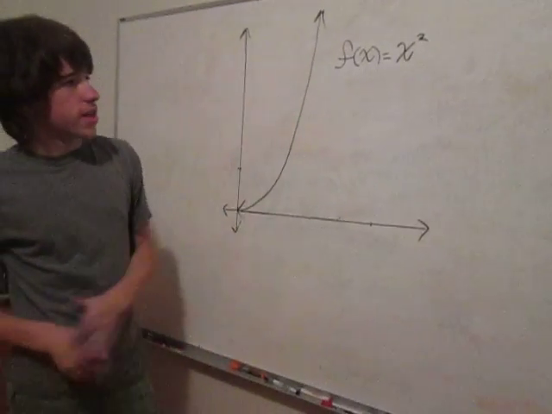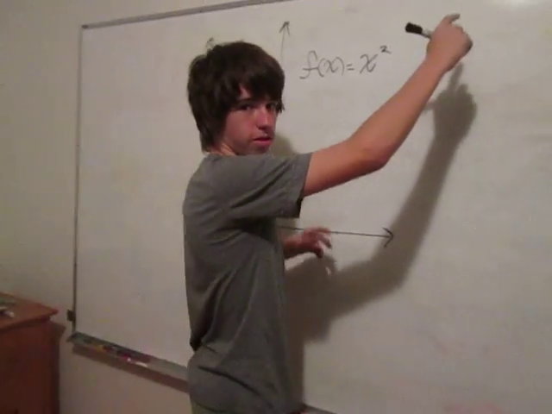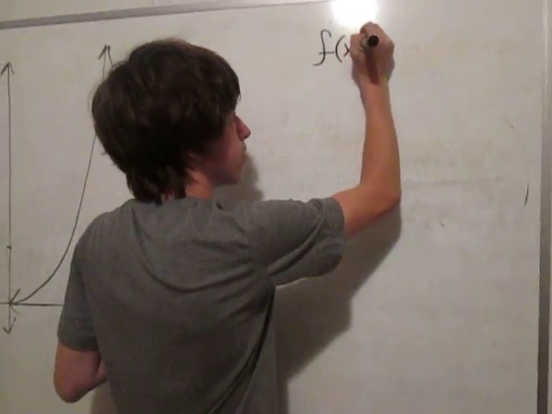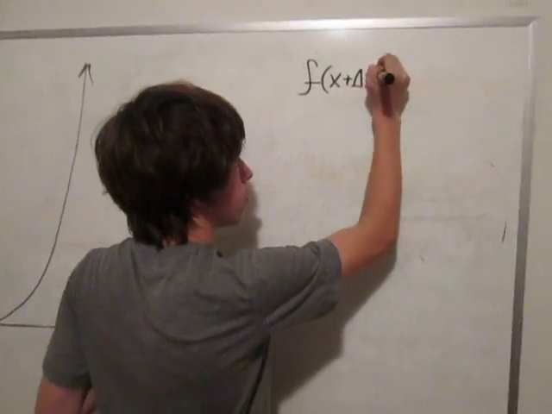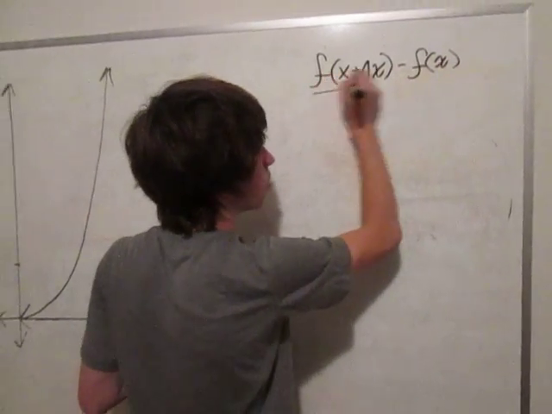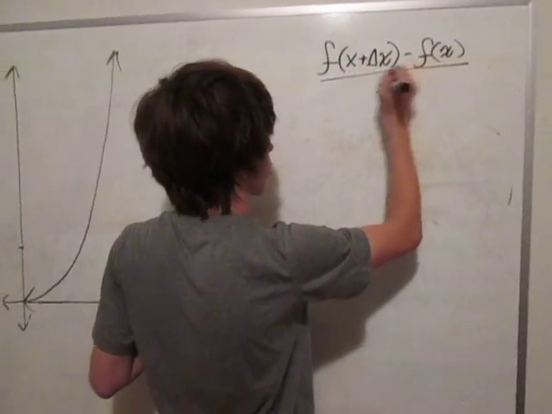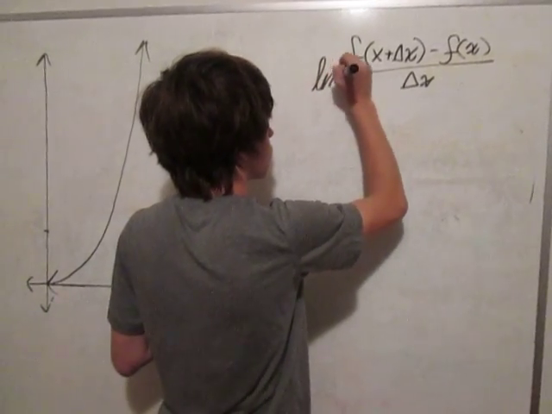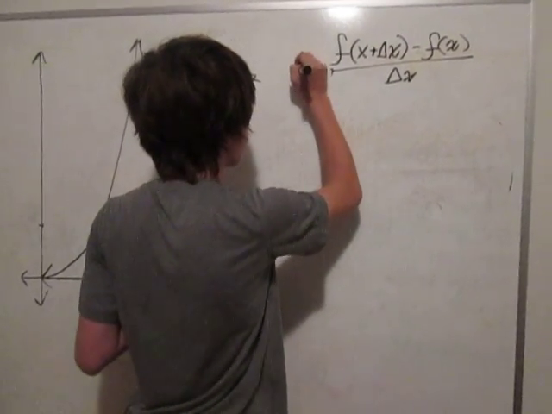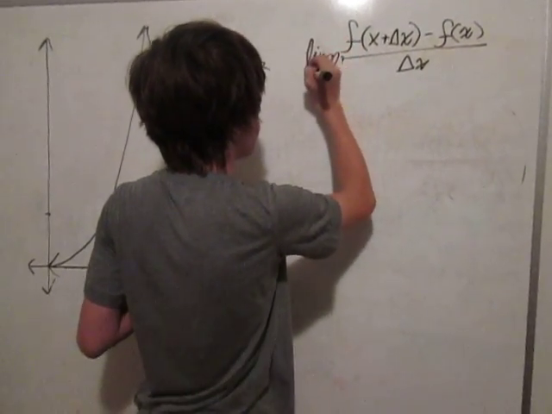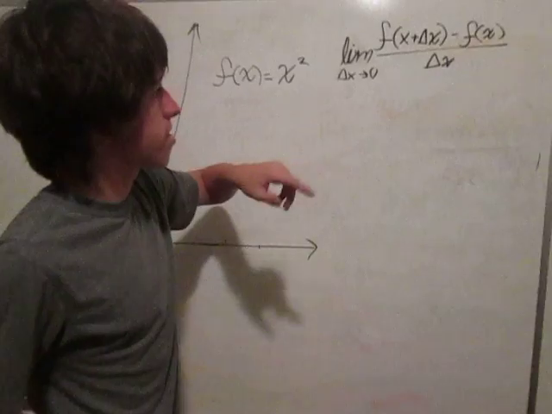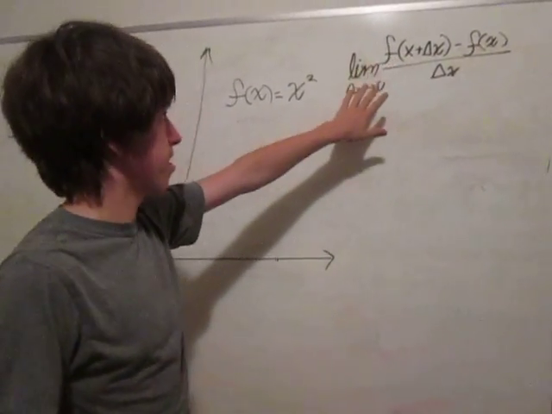Now, let's remember that equation that we made. If we could look up here, I'm just going to rewrite it one more time. We take the limit of this as delta x goes to 0. And this is how we find our instantaneous rate of change. So let's plug these things in.